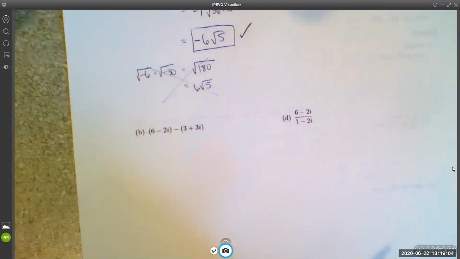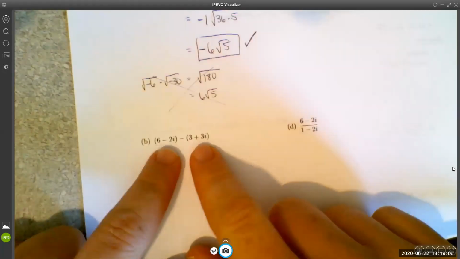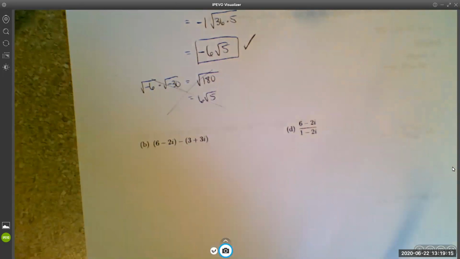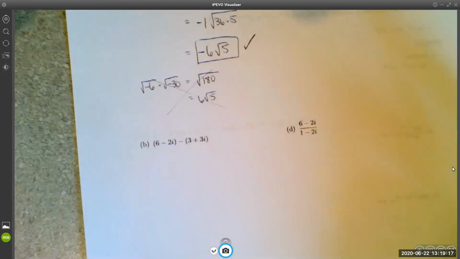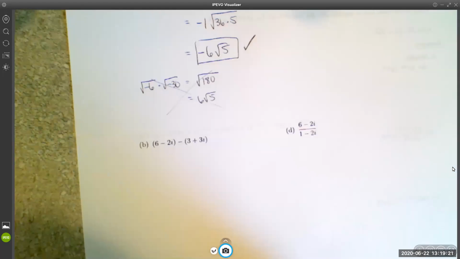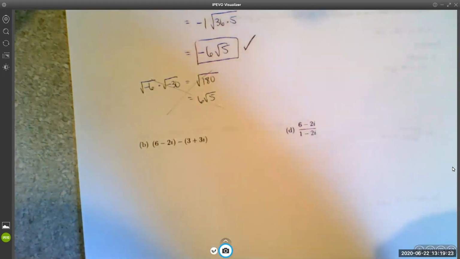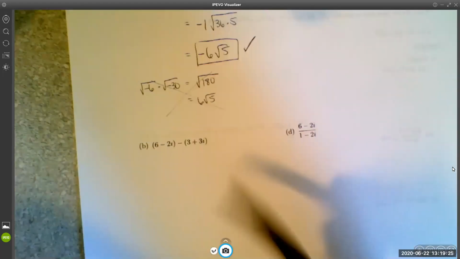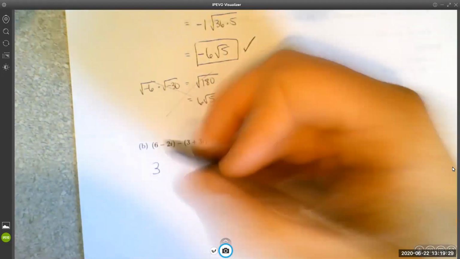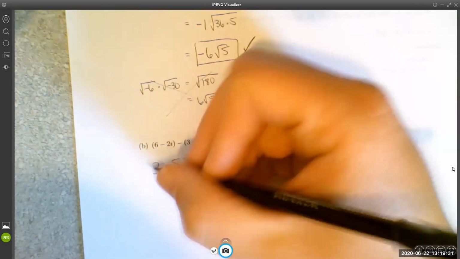Let's do another one. So here we're subtracting a couple of complex numbers. And again, if you know how to work with radicals, then you know how to work with complex numbers. We work with radicals the same way that we work with variables. So really you can just think of I like a variable, like an x or something. You're going to combine like terms here, right? 6 minus 3 is 3. Negative 2i minus 3i is negative 5i. And that's all there is to it.